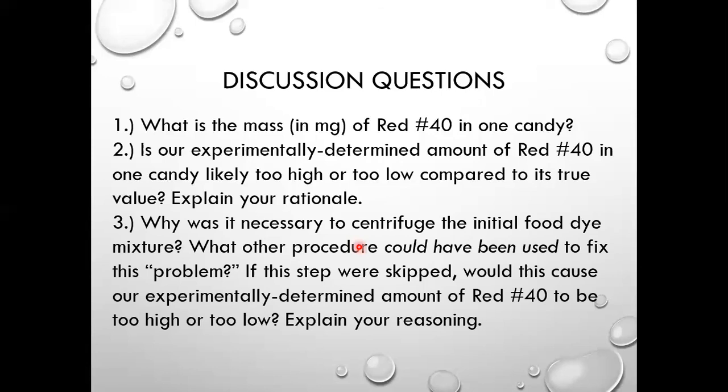And then finally, why was it necessary as part of the procedure in the video to centrifuge that initial food dye mixture? Could we have used other procedures, other lab techniques that you're already familiar with, perhaps, to remedy this problem? And if this step were skipped, in other words, if we just simply determined the absorbance of this initial food dye mixture without further procedural steps, how would that ultimately have affected our experimentally determined amount of red 40? Would that have made that number too high or too low? And then always make sure you explain your reasoning.